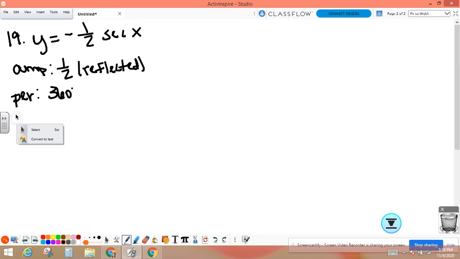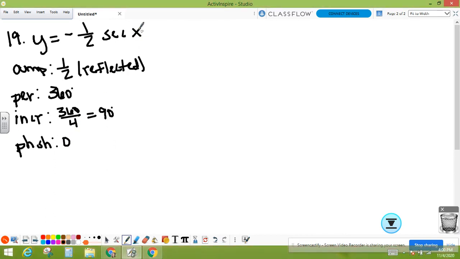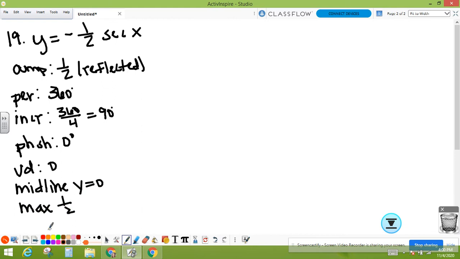Your increments, we're going to take that 360 and split it into 4 equal pieces. So 360 divided by 4 is going to give us an increment or a count by of 90. Our phase shift is going to be 0 because there's nothing happening with the x. All right, vertical displacement is 0, which makes the midline y equal 0, the max 1/2, and the min negative 1/2.